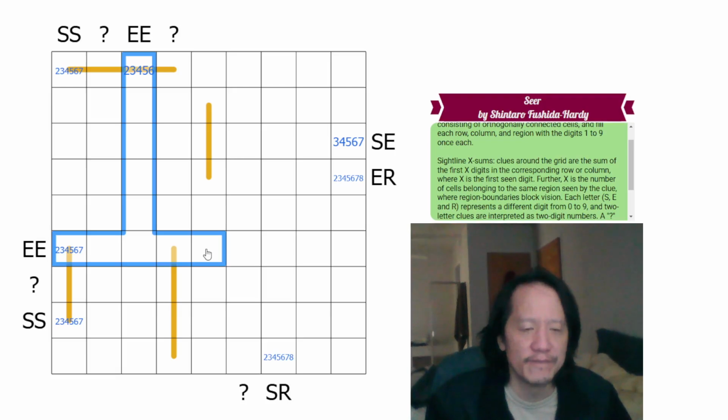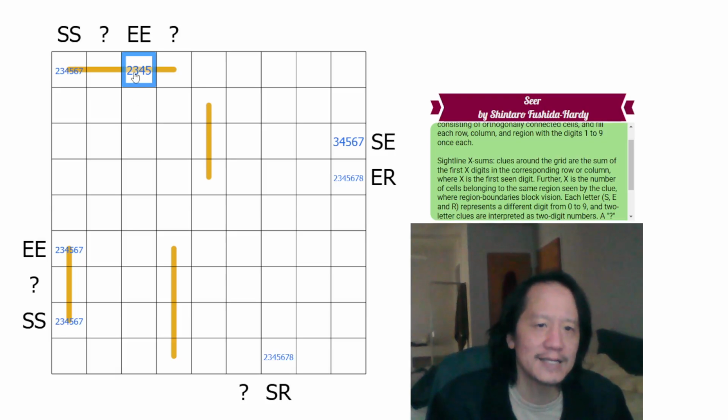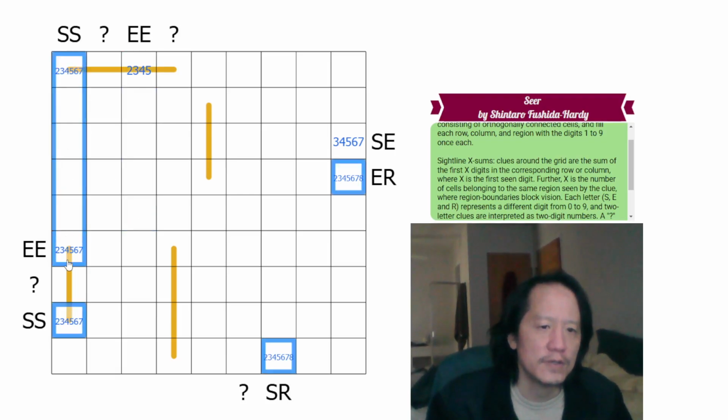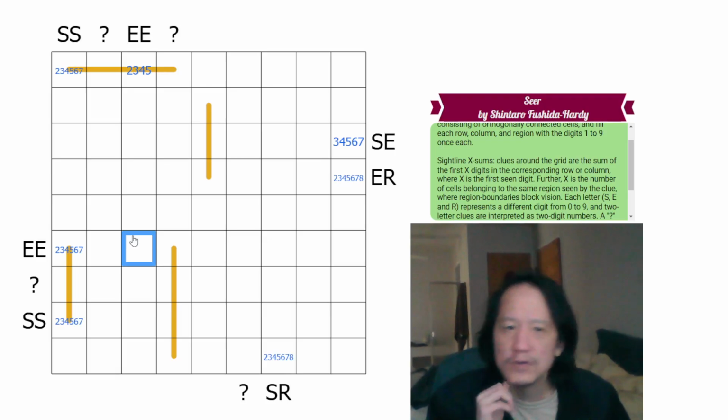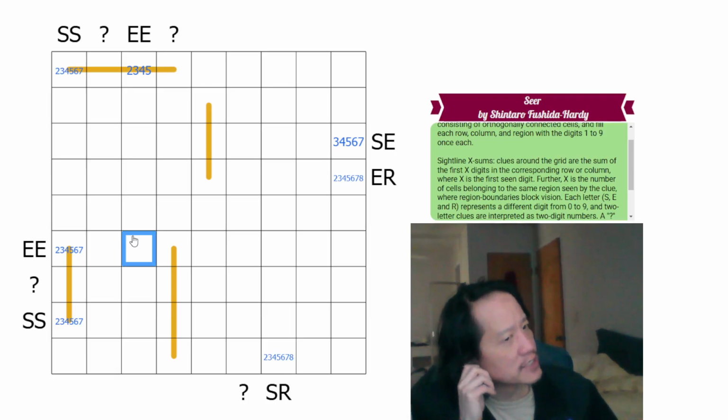So it's at minimum 5, which would mean this region is a size 10. So this can never be 6. So this has to be 2 through 5 then. This, though, the SS does not have to follow that rule. So EE still could actually be 33.